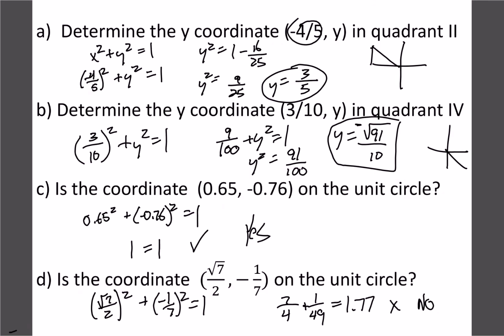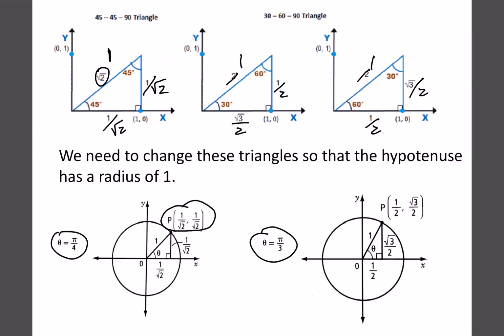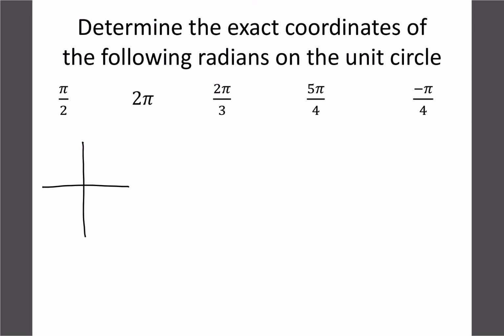Okay, so now let's go back to where we left off here. We're going to look at finding exact angles. So they want the exact coordinates using these as radians. So pi by 2, remember, is 90 degrees. So we know that coordinate then would be 0 and 1. 2 pi is all the way around, so that would be at 1, 0.